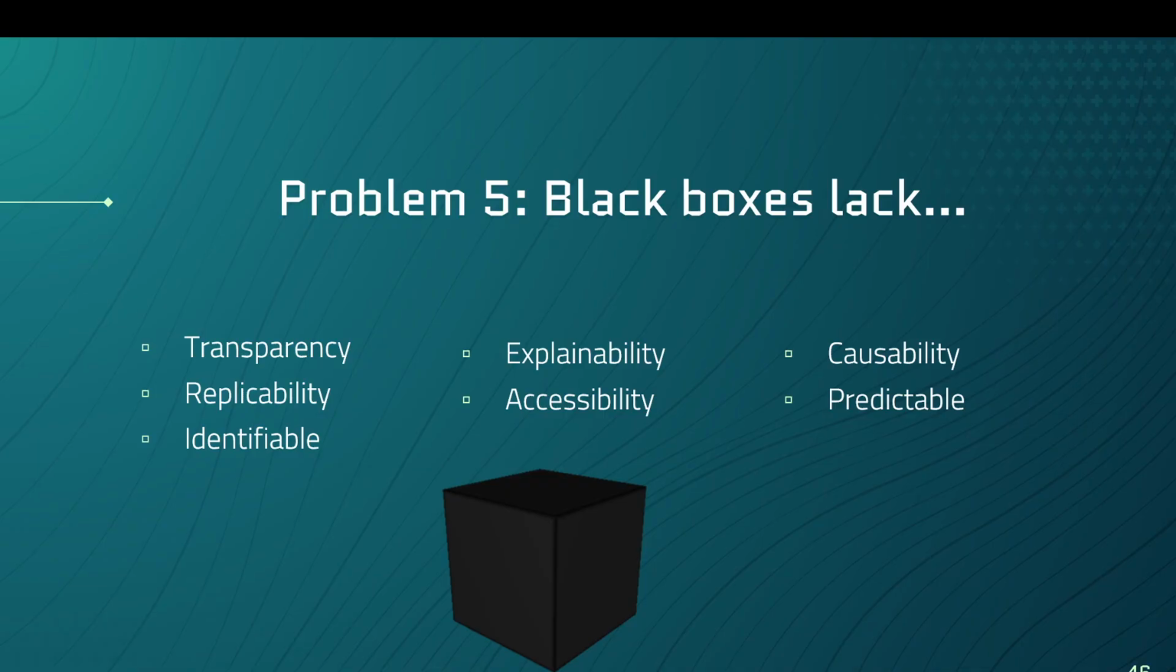So black boxes lack transparency, they lack replicability, they're not identifiable, they lack explainability, they lack accessibility because it's hard to manipulate or edit the things inside of them. Often we don't understand the causability, what the underlying etiologies or mechanisms are. And again, they're not always predictable. So that is an issue. It's a big issue.